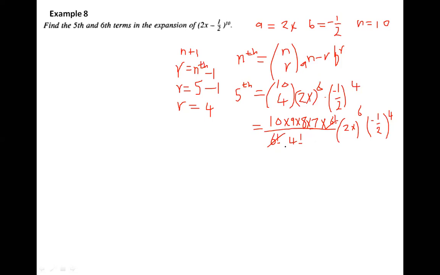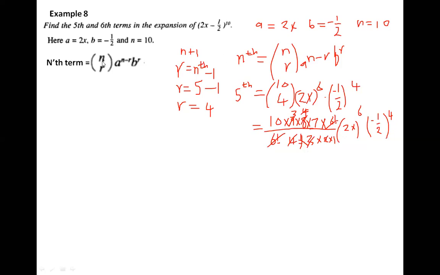When you simplify this, 4 factorial is just the same as 4 times 3 times 2 times 1. Then you begin to divide 2 into 8, you get your 4. And then 3 into 9, you get your 3. You're just reducing the numbers. And then this 4 can cancel with that 4. Then you multiply 10 times 7, you get your 70. 70 times everything this side. After simplifying, you get your answer. So this is what I'm talking about.